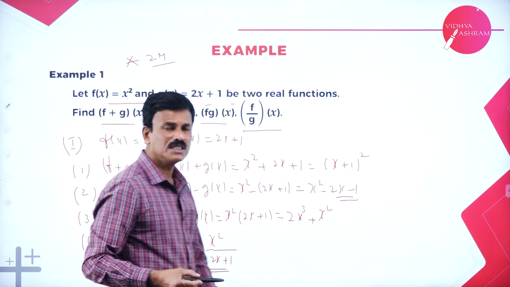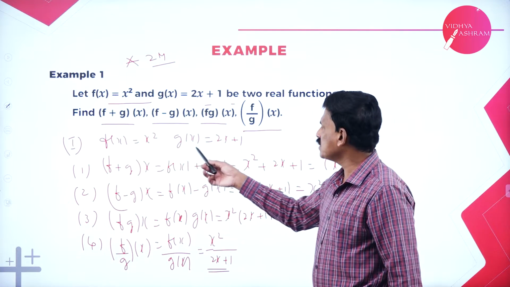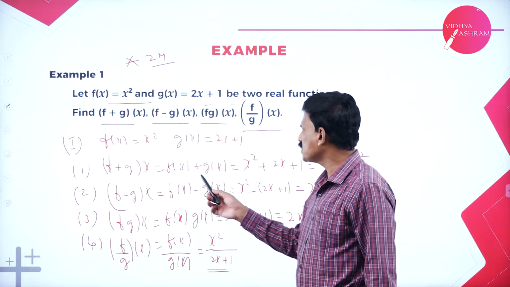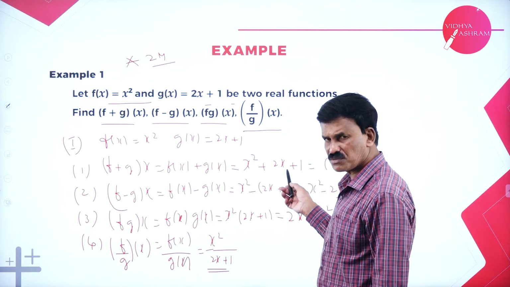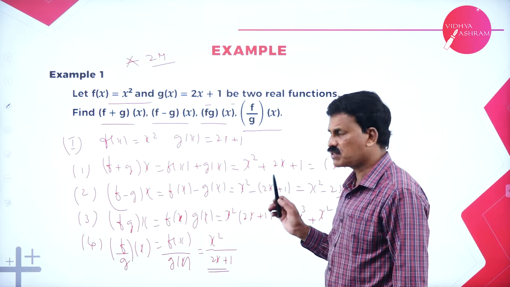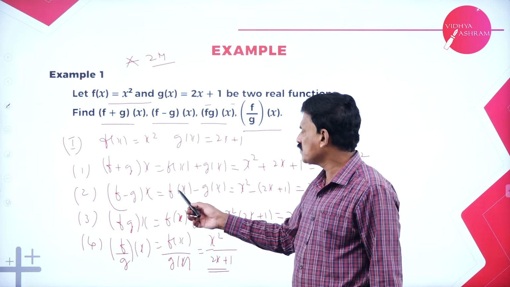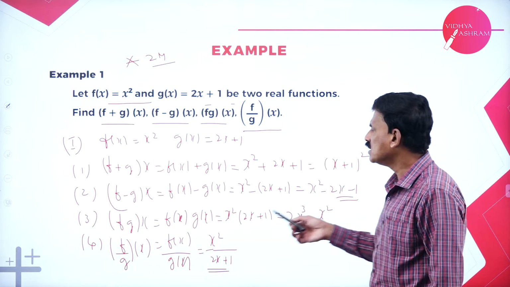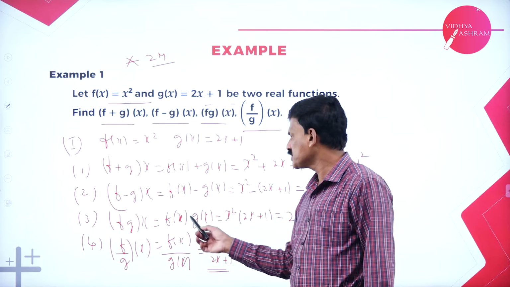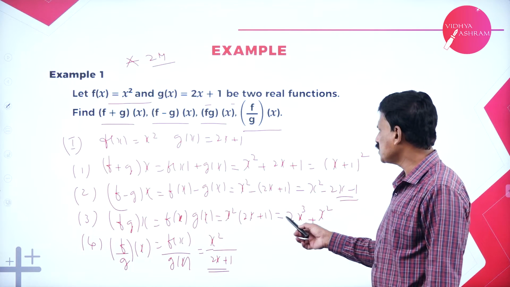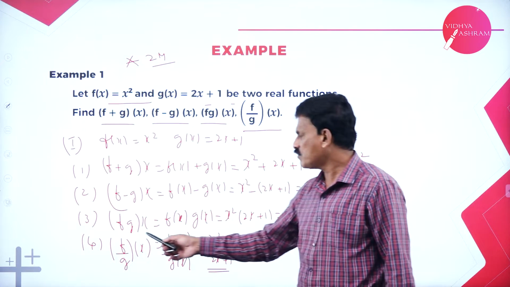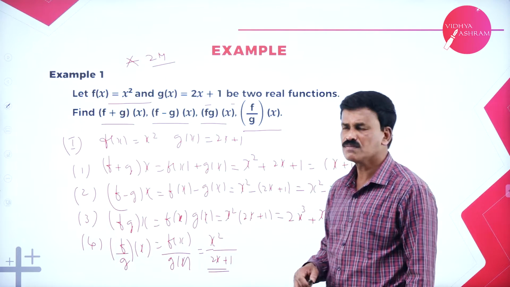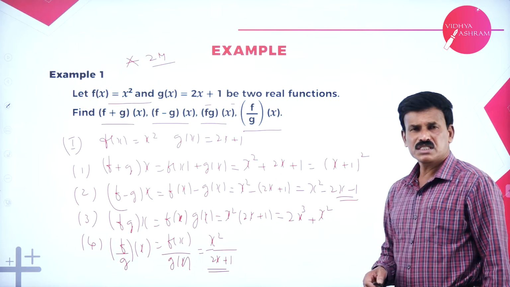That's it. Very simple. See, f(x) is x square, g(x) is 2x plus 1. (f plus g)(x) is f(x) plus g(x), x square plus 2x plus 1. You can stop here itself or you can write (x plus 1) whole square. (f minus g)(x) is f(x) minus g(x), x square minus 2x minus 1. (fg)(x) is f(x) into g(x), x square into 2x plus 1, is 2x cube plus x square. (f/g)(x) is f(x) by g(x), x square divided by 2x plus 1. Okay. So this is a very important and simple problem.